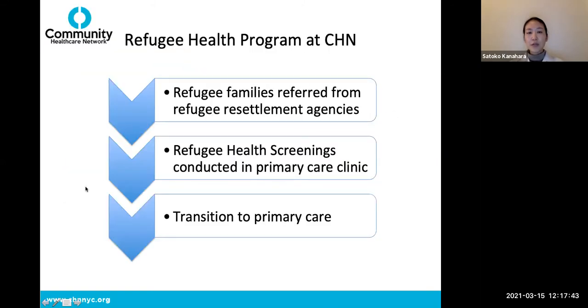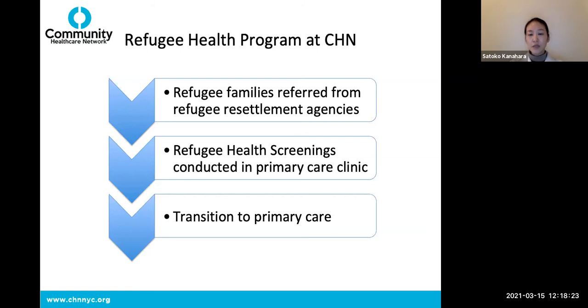So a little bit about our program at the Community Healthcare Network, where I work. We started a refugee health program back in 2016. What we do is we work with refugee resettlement agencies. These are nonprofit organizations that work with the government to help new refugee families settle into the United States. They greet them at the airport and they help them find housing. They help them get their medical care. When the resettlement agencies know they have a family coming in, they contact us and we refer them. And then we put them in our schedule for the refugee health screenings.